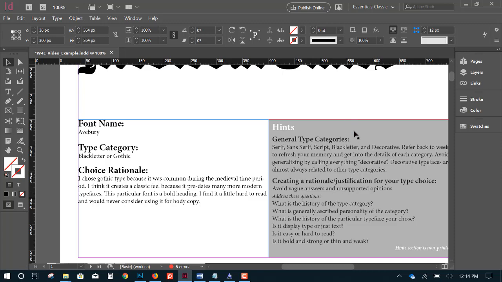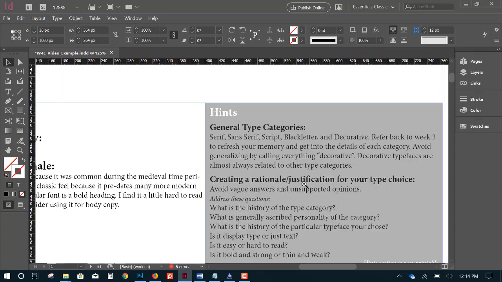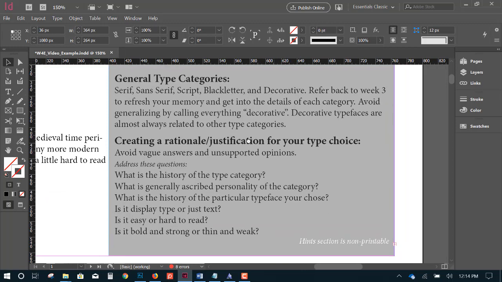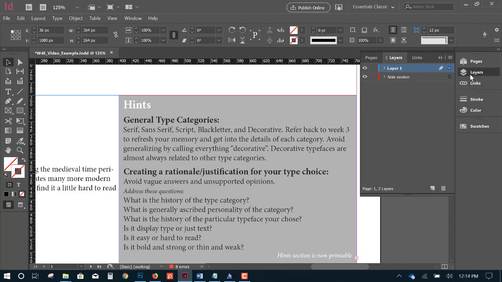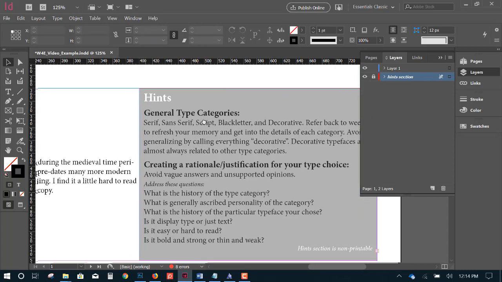Let's be clear about this template, though. Whenever you save this as a PDF, this section will disappear. It won't be there at all. It's non-printable. If you go to layers, which you don't have to understand this yet, but you'll see this italic hint section right there. It may or may not be locked for you. The bottom line is anything on this layer, when you highlight it, turns red. None of that stuff's going to show up.